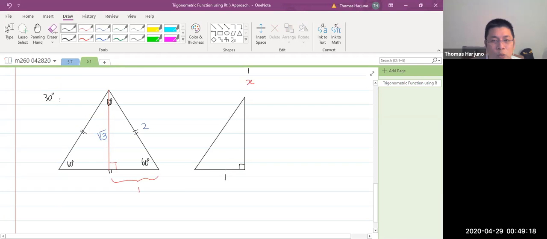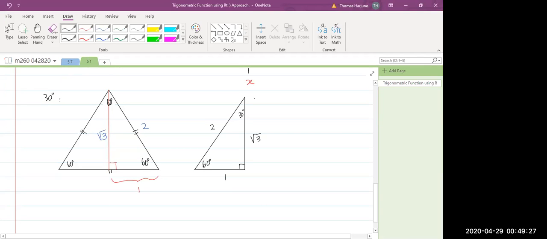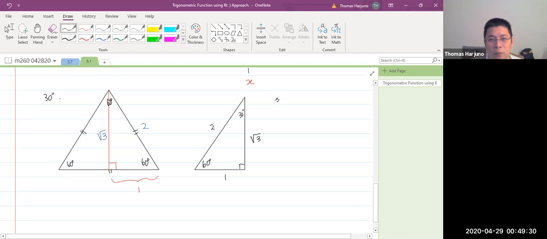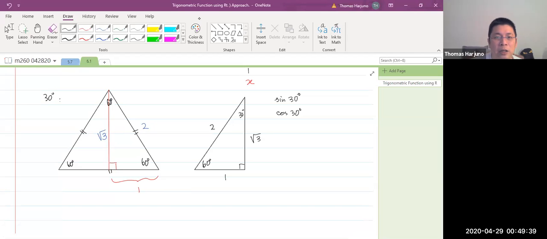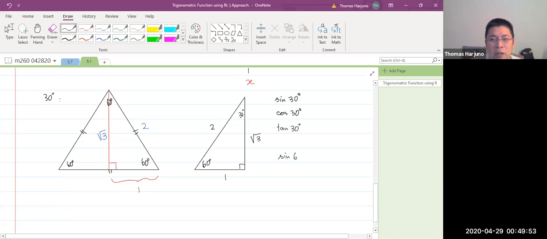So the ratio is 1, square root of 3, 2. If I have 60 degrees here, 30 degrees here. Now from here you can find, actually you can do it yourself, what is the value of sine 30 degrees, cosine 30 degrees, and tangent 30 degrees, and then also sine 60 degrees, cosine 60 degrees, and tangent 60 degrees.